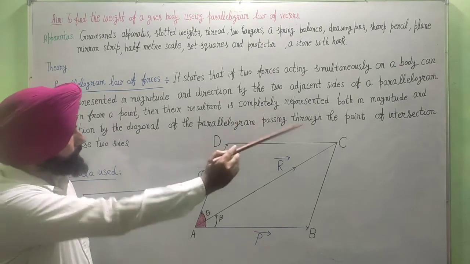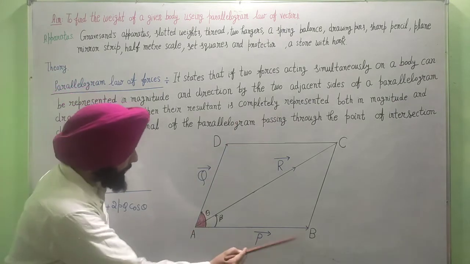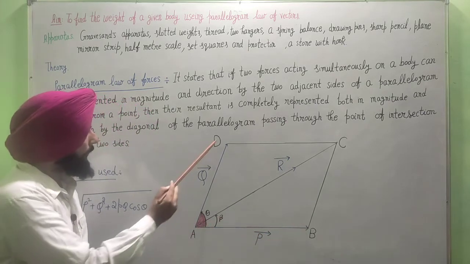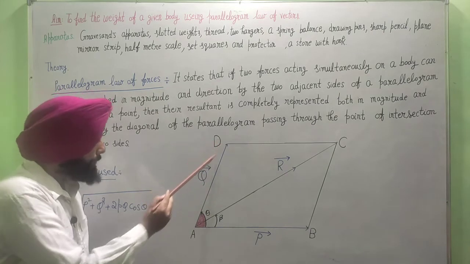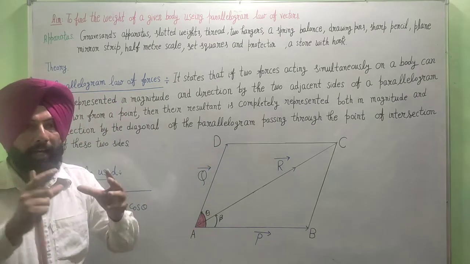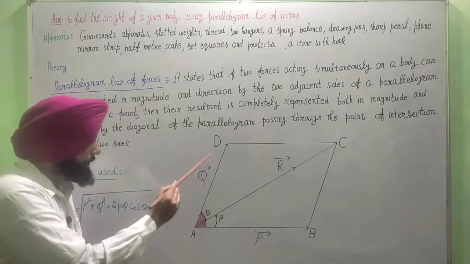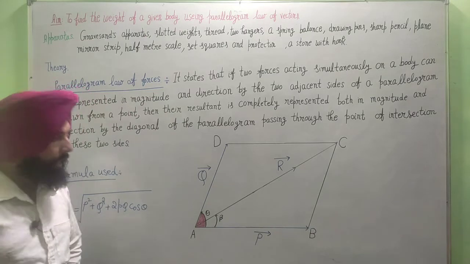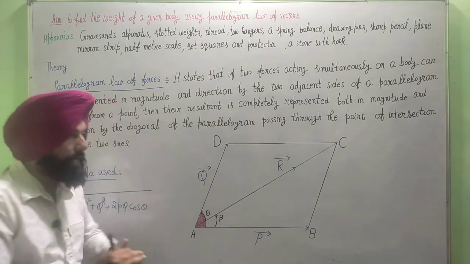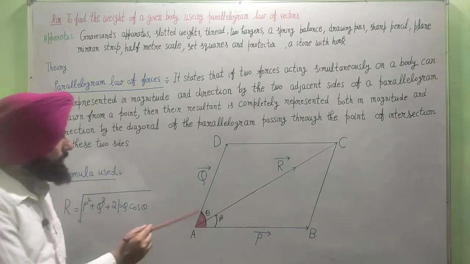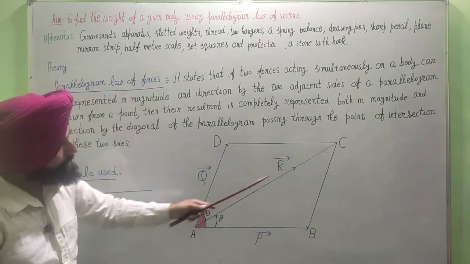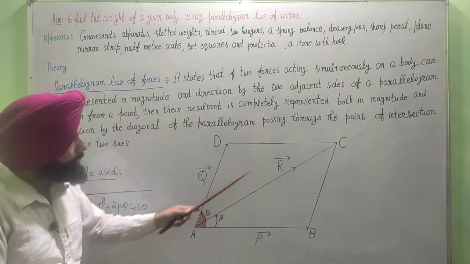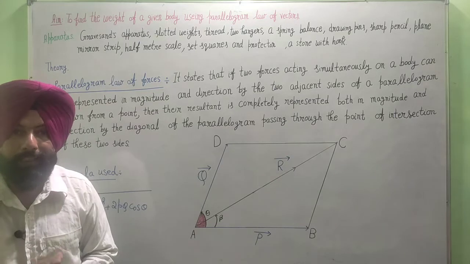Now two forces I have represented by AB, force P, and AD, force Q, acting simultaneously on a body, represented by the two sides of a parallelogram drawn from a point, both having magnitude as well as direction. Their resultant is represented by the diagonal of the parallelogram, which has magnitude as well as direction.